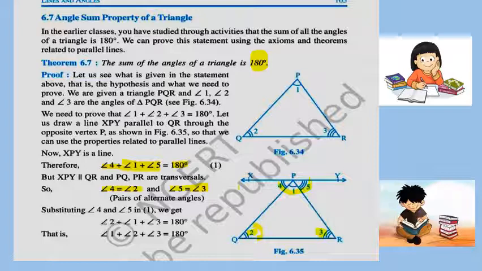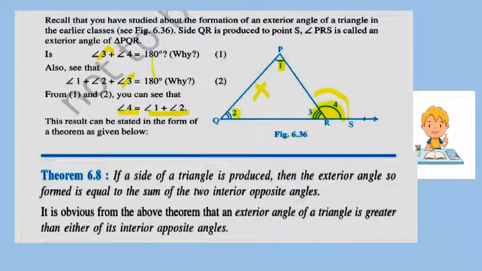So in this way the theorem is based on the angle sum property of a triangle. The sum of all angles of a triangle is 180 degrees. Now, the exterior angle of a triangle, which you studied in the earlier classes. An exterior angle is formed when we produce, that is, extend one side of the triangle. So here if you see the figure, angle PRS is the exterior angle of triangle PQR.